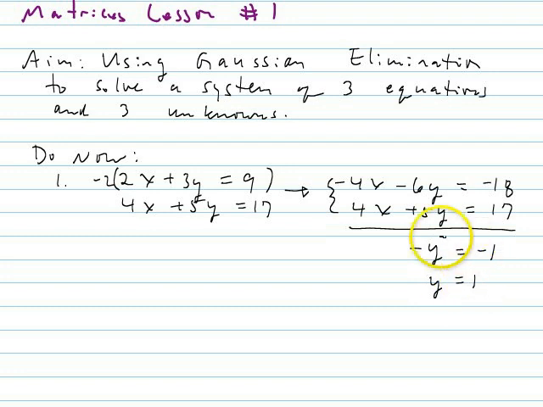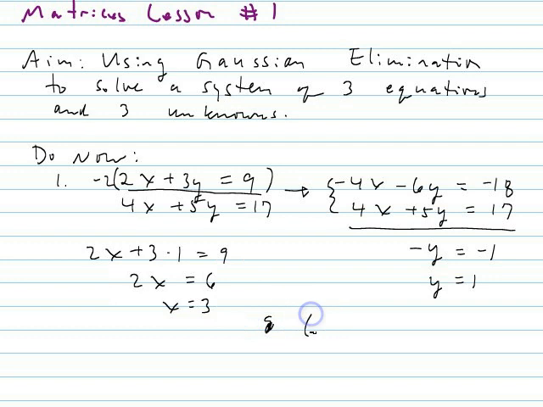And when you plug that y value into any of these equations, I'll plug it into this, seems like the easiest. 2x plus 3, y is 1, equals 9. So 2x, subtract 3 from both sides, 2x equals 6, x equals 3. So the solution, the ordered pair, is 3, 1. So that was the first question.